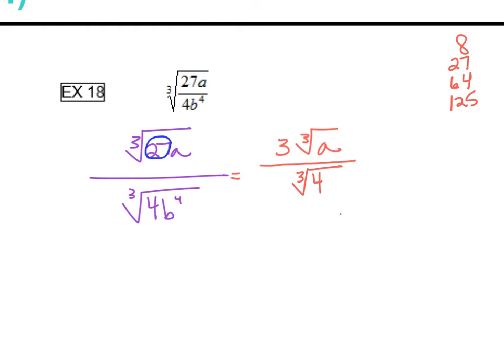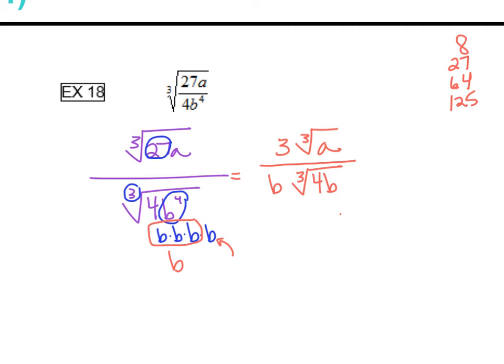Well, now we have the cube root of b to the fourth. So I'll write this out, b times b times b times b. Because it's a cube root, we want to know how many groups of 3 we can fit. Well, here's a group of 3. So the cube root of b to the third is b. So that b goes out front. How many b's do you have left? Just 1, and that goes underneath the radical with the 4.